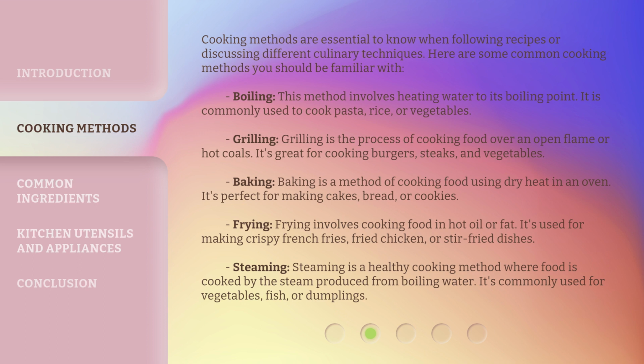Frying. Frying involves cooking food in hot oil or fat. It's used for making crispy French fries, fried chicken, or stir-fried dishes. Steaming. Steaming is a healthy cooking method where food is cooked by the steam produced from boiling water. It's commonly used for vegetables, fish, or dumplings.